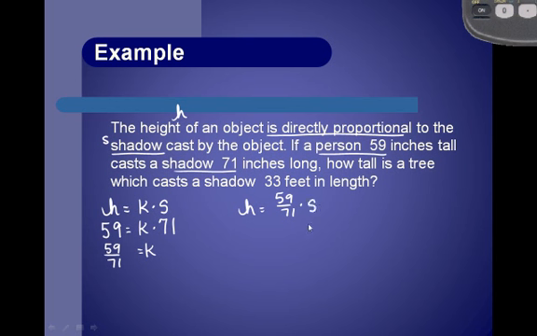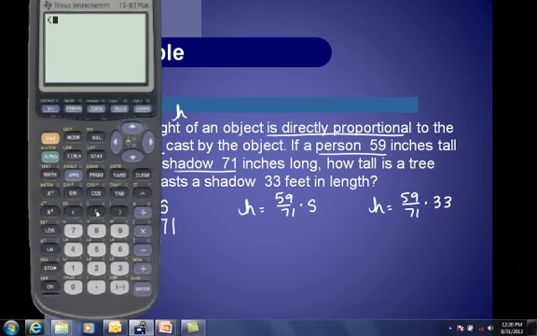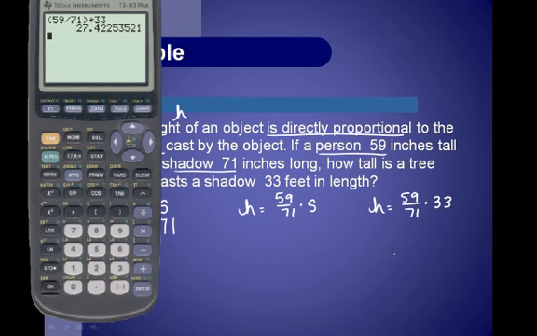And then the last part says, how tall is the tree? So we're looking for the height when the shadow is 33. So we get height equals 59 over 71 times 33. And now we can just plug it into our calculator and we don't have to worry about losing digits when we round. So inside parentheses, let's put 59 divided by 71 times 33, and that gives us a height of 27.4. So because we're doing everything whole numbers, let's just do height equals 27 feet.